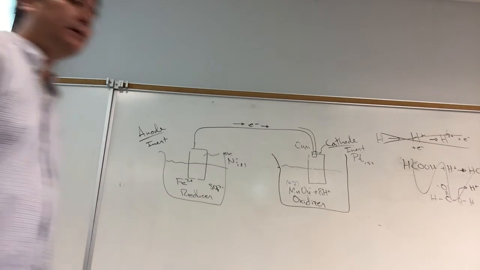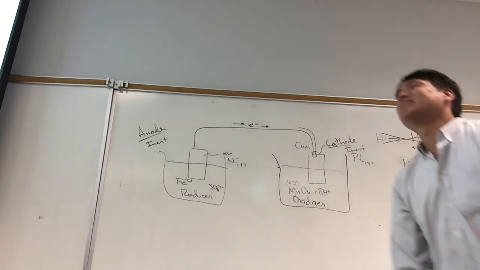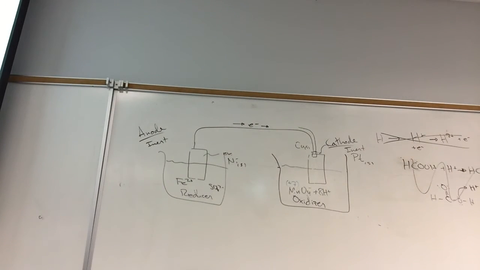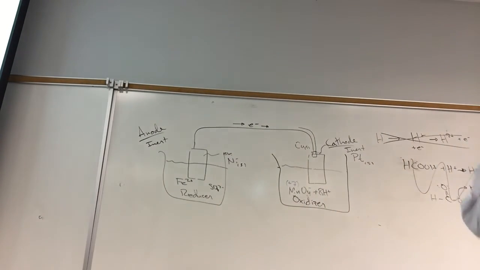Look at this chart and you tell me. Just raise it one more click higher. Is permanganate and H+ capable, in other words, can permanganate and H+ pull electrons off nickel? Yes. How did you figure that out?